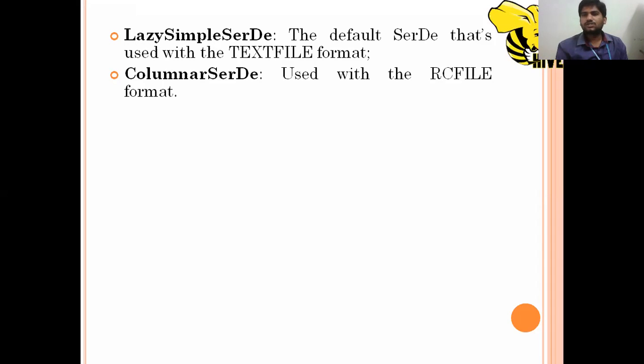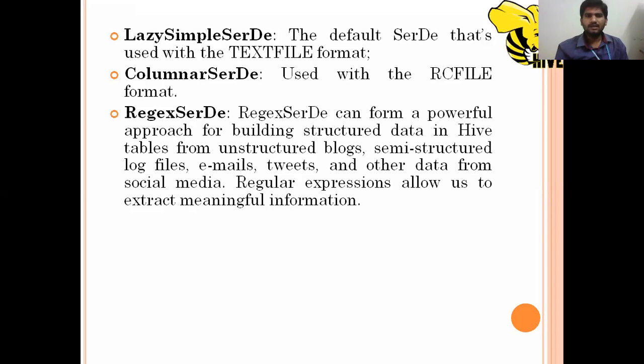The name Lazy is given for the text file because the text file takes more time for reading. So that is why we have various types of file formats used in the Hadoop ecosystem. We already hinted at that. For the columnar serializer deserializer, we use the RC file. What is an RC file? Record columnar file. Then the RegEx serializer deserializer.